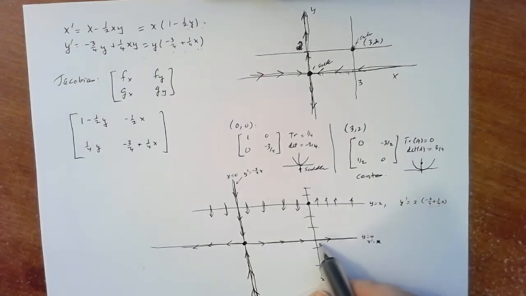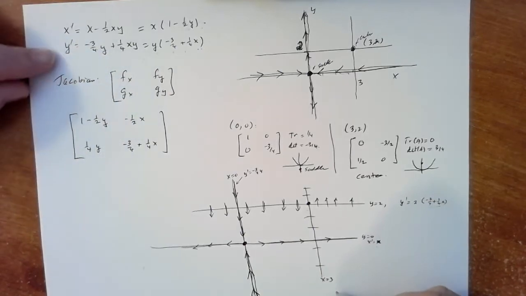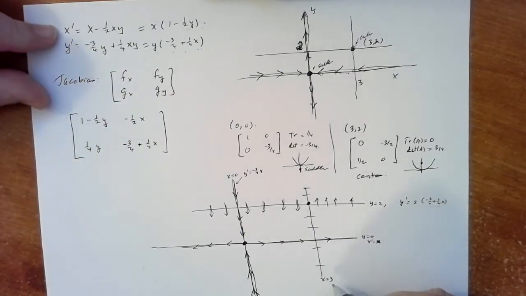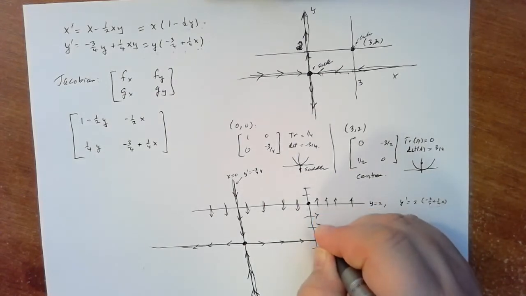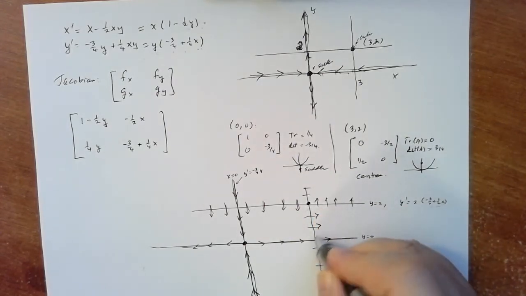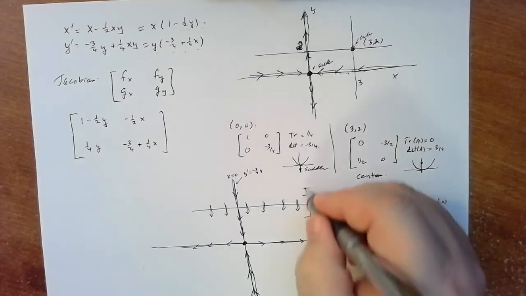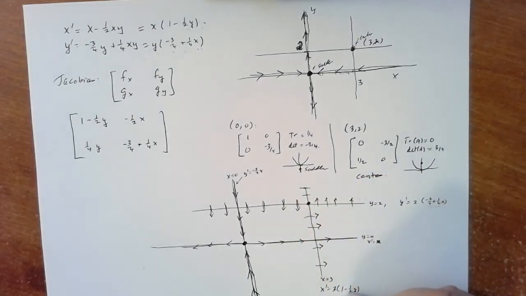And of course, to be consistent, what's going to happen? Yeah, we're going to need to be going to the right, at least below. Let's see if that's correct. So if x is equal to 3, our y prime is equal to 0, and our x prime becomes 3 times 1 minus 1/2 y. Okay, so if y is less than 2, for example, if y equals 0, then our x prime is positive, so we'll be moving to the right, like we anticipated. And then if y is bigger than 2, we're going to be moving to the left.